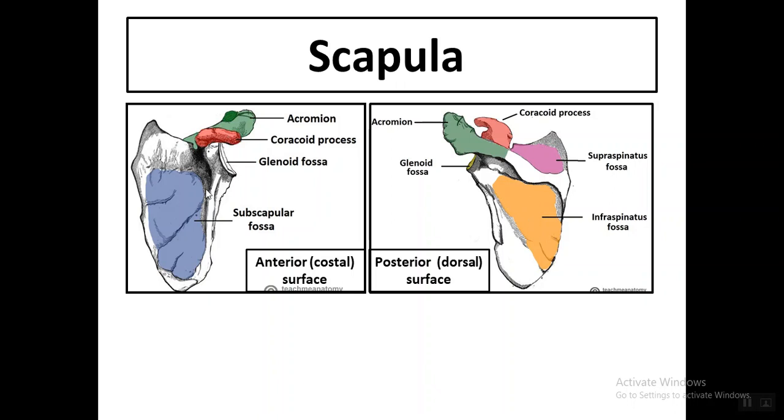It have three bony projections. The anterior one is called coracoid process. The other one is called the acromion, and it have a posterior bony projection that is called spine of the scapula. This is the spine of the scapula that divides the dorsal surface into supraspinous and infraspinous fossae. The spine of the scapula will continue laterally as the acromion.